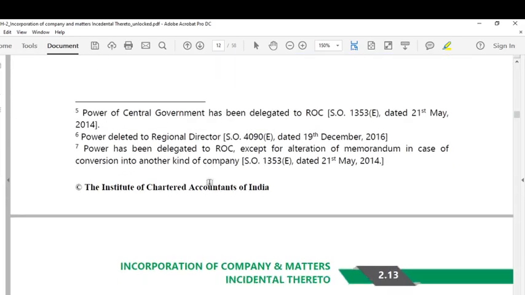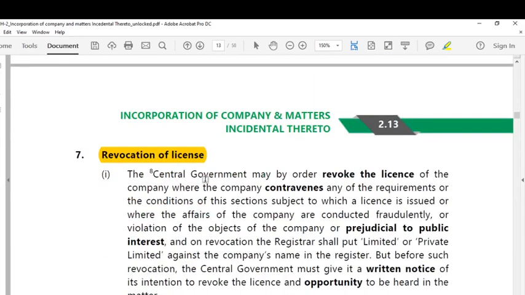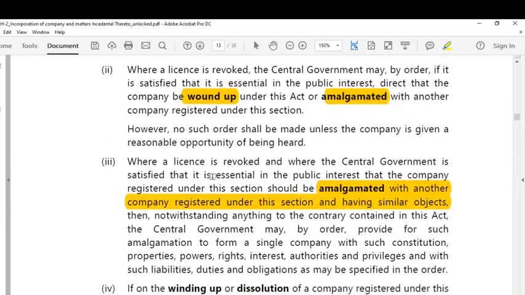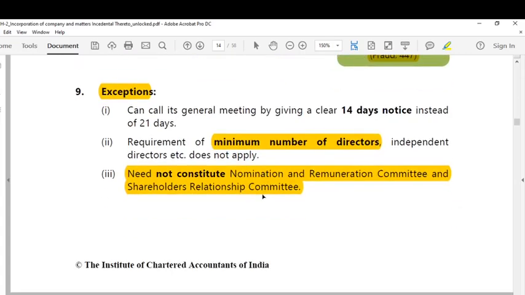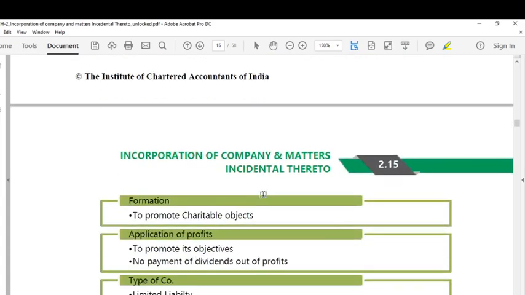How the central government gives the license, in what circumstances the license will be revoked, and if the license is revoked, what is the course of action is also very nicely given as a flow diagram, for you to have a better understanding and a better memory, in order to write in your examination without missing a single point to get full marks. And these small three exceptions are also given here.